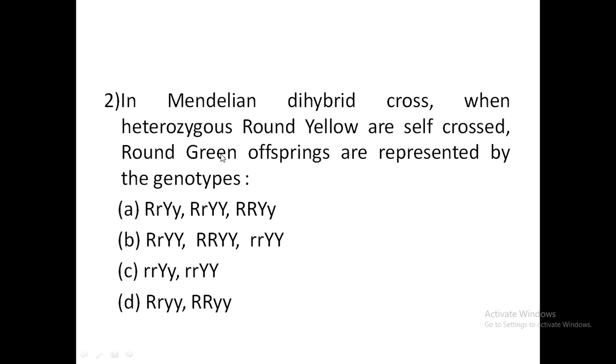Then to produce the green phenotype, green is recessive to yellow. So if green color seeds have to be obtained, then both the alleles for color of the seed should be recessive, that is small y small y, homozygous recessive. So here you can see, this is green, this is also green. So the option is D. So your answer is option D.